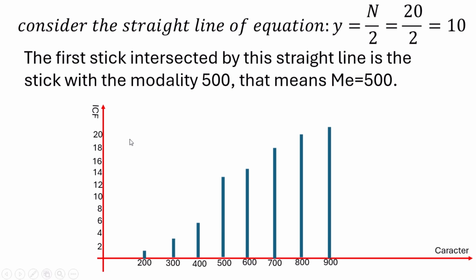So we can calculate the median either from the increasing cumulative frequency or from the bar graph of the increasing cumulative frequency. This is the straight line of equation y equals 10. That's the first stick of modality 500. Then the median is 500, because we have 10 numbers below and 10 numbers above.